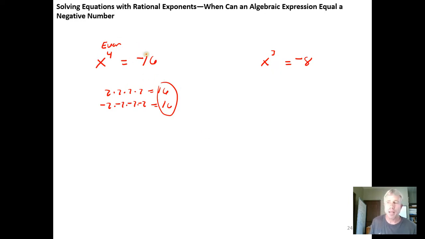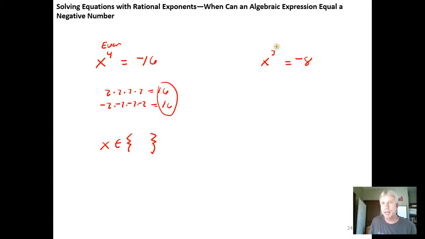So if we're restricting our answers to the real numbers, the idea is that there is no real number that, when I raise it to the fourth power, gives negative 16. Therefore, the solution is the empty set. There is no x in the real numbers that works.